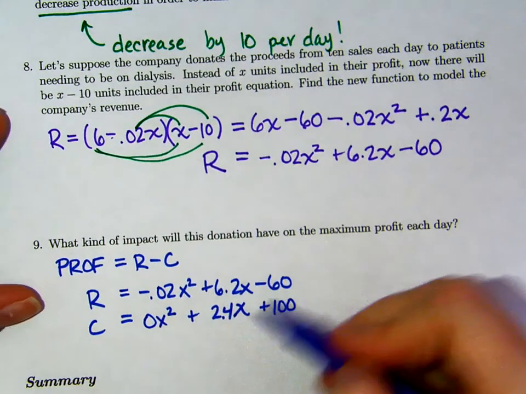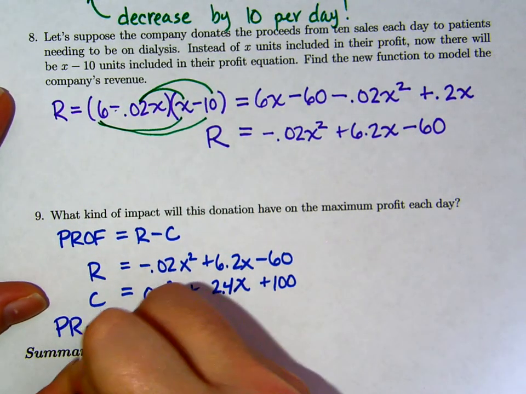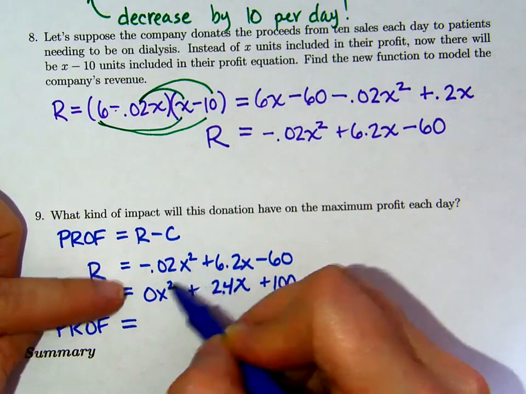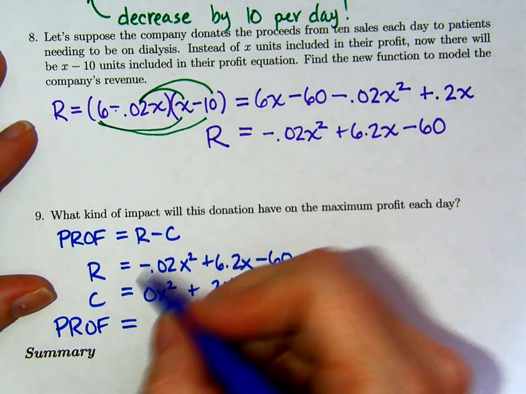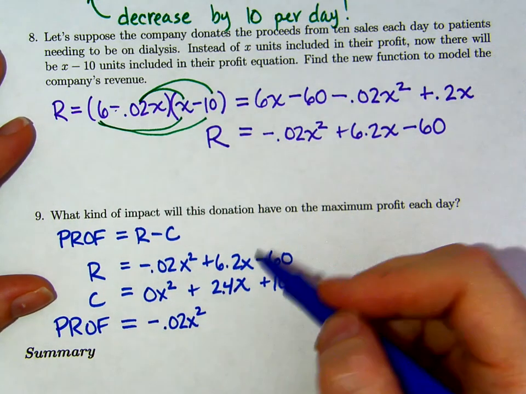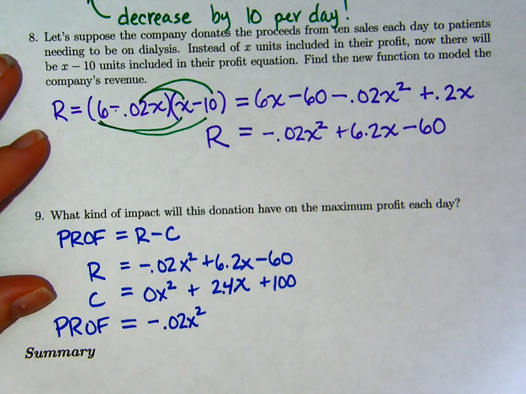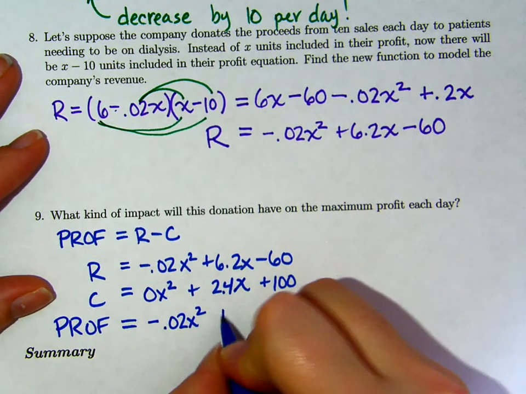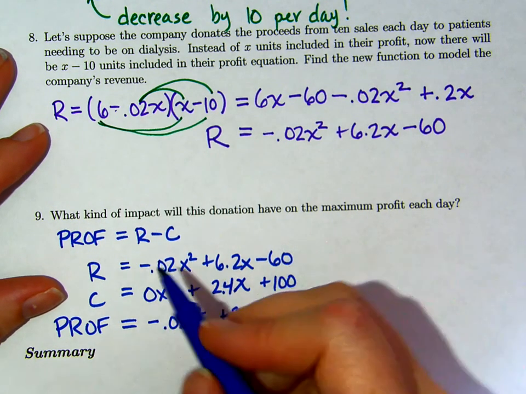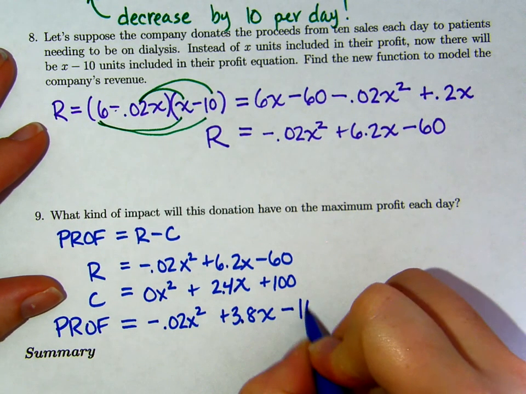I put it in descending order to help line this up, because that means our profit equation. We have negative 0.02x squared, take away none, so negative 0.02x squared. Remember, we're subtracting. 6.2x take away 2.4x is 3.8x. And then negative 60 minus 100, because remember this is a cost, so minus 160.